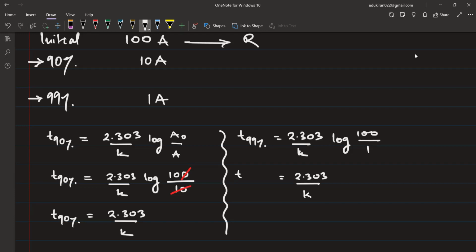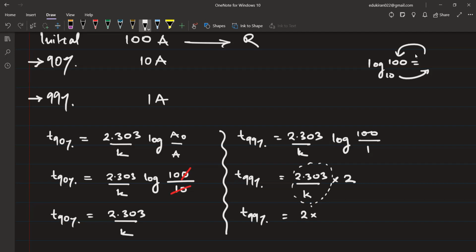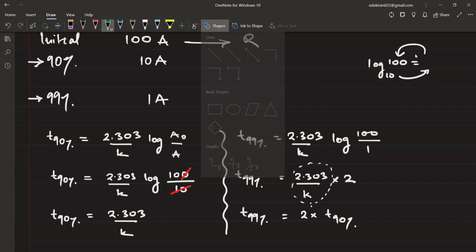Log of 100 is equal to how much? Tell me guys. Quickly tell me, log of 100. Yes, very good. Log base 10 of 100, that is, 10 to the power what gives 100? So it is equal to 2. And what is this 2.303 upon k? This is nothing but t 90%, right? So you can write t 99% is equal to 2 times t 90%, and this was the question that they had asked us, right?